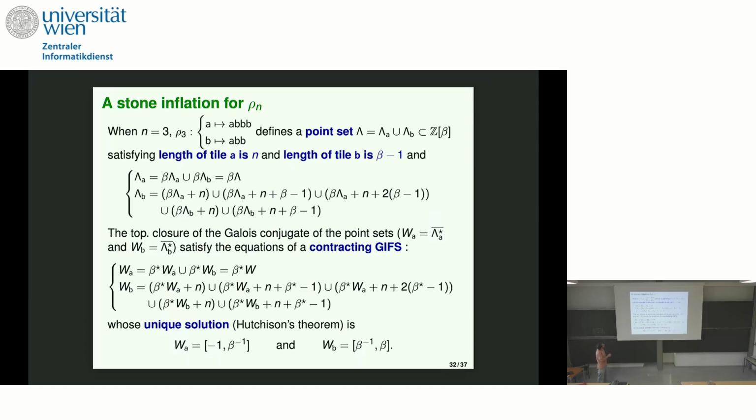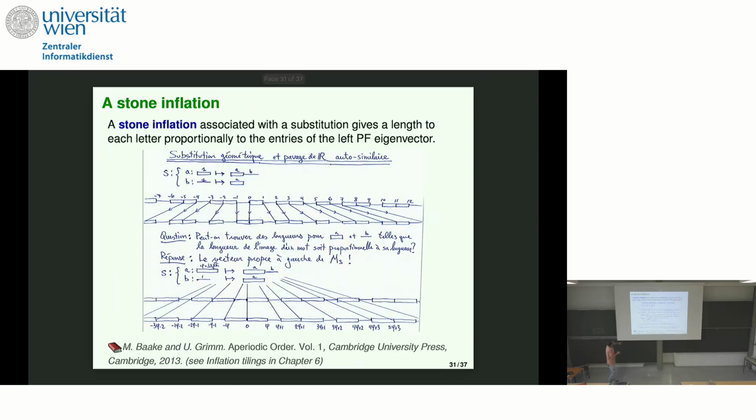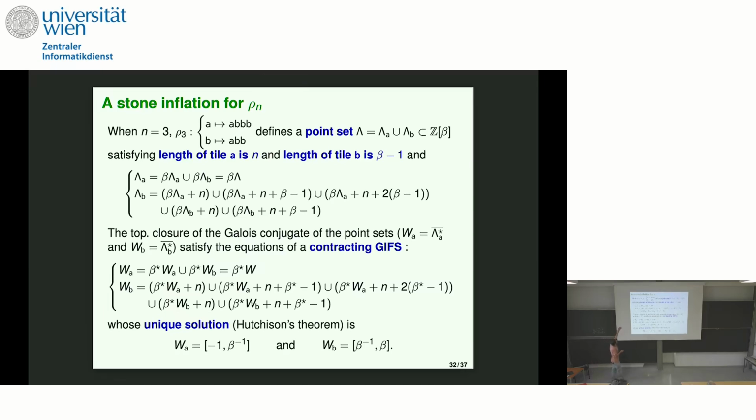Here I'm reusing the construction which is described in the book of Baake and Grimm. You take the Galois conjugate of the point set and you take the closure. This turns beta into beta star, so it's an inflation which becomes a contraction. And since the sets are closed, using Hutchinson's theorem, you have a unique solution to this. It's the attractor of this GIFS. And in this case, it's not fractal. There are 2 intervals, minus 1 to beta minus 1 and beta minus 1 to beta. So this is the Rauzy fractal here.